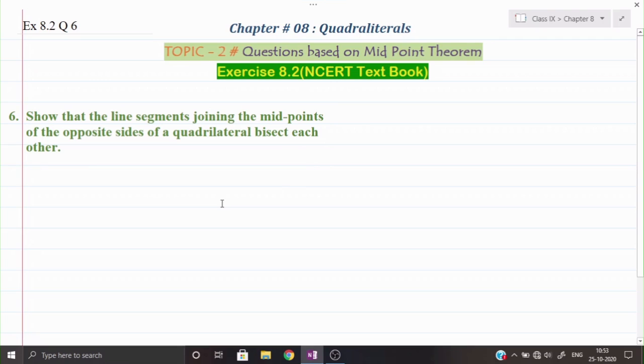So see what they are saying in question number 6. Show that the line segments joining the midpoints of the opposite sides of a quadrilateral bisect each other. It means we are given a quadrilateral and the midpoints of all four sides. When you join the midpoints of the opposite sides, they bisect each other. I will explain these things properly.